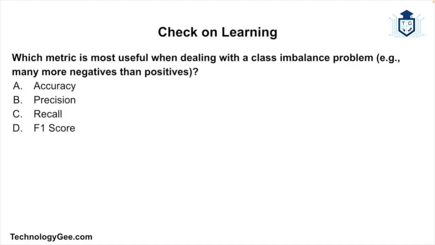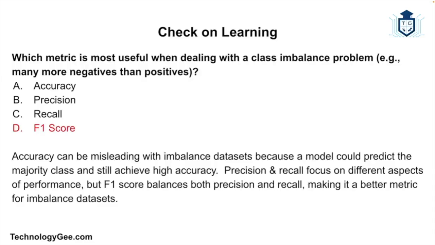Now that we've got through all that, let's do some check on learning. So our first question is, which metric is the most useful when dealing with a class imbalance problem, such as you having many more negatives than positives? Would this be accuracy, precision, recall, or the F1 score? And the correct answer is the F1 score. So accuracy could be misleading with imbalanced data sets because a model could predict the majority class and still achieve high accuracy. Precision and recall focus on different aspects of performance, but F1 score balances both precision and recall, making it a better metric for imbalanced data sets.